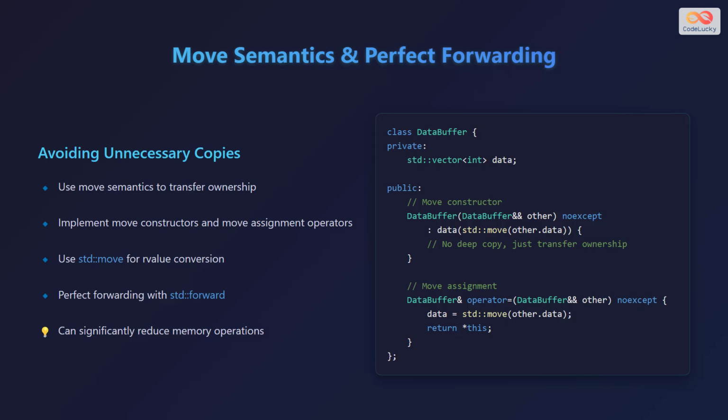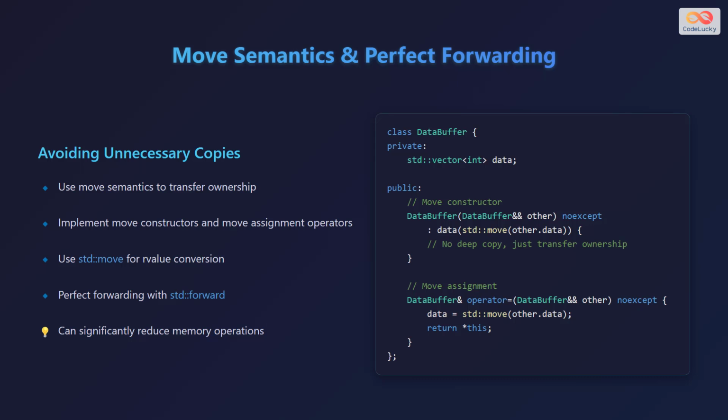Let's discuss move semantics and perfect forwarding. Move semantics is all about avoiding unnecessary copies. Move semantics allow you to transfer ownership of resources from one object to another, rather than making a deep copy. You should implement move constructors and move assignment operators for your classes. These special member functions allow you to efficiently move resources.